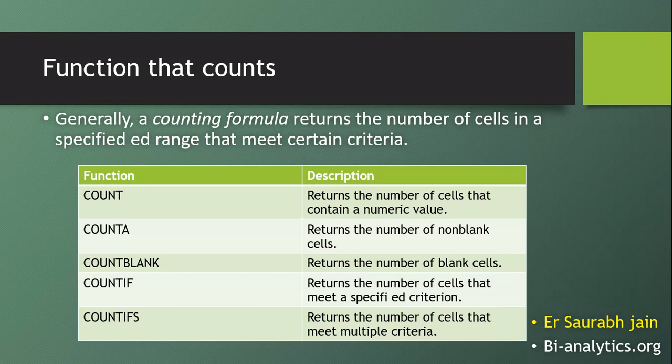Then you have a formula called COUNTIF, which returns the number of cells that meet a specific criteria. Say COUNTIF the length is greater than 500 meters. So it will count all the elements which have a length greater than 500 meters. COUNTIFs, there is an S attached to this formula. This was introduced in Excel 2007, I think. COUNTIFs returns the number of cells that meet multiple criteria. So you can have more than one criteria.